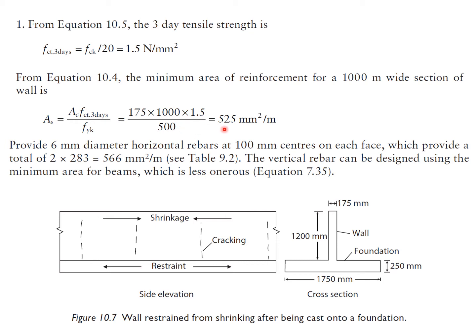So we end up with 525 millimeters squared per meter, and we're going to provide this equally on both faces. So that would, if we use 6 millimeter diameter rebars at 100 millimeter centers, we'll end up with 566 millimeters squared per meter.